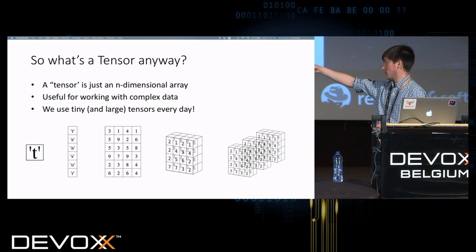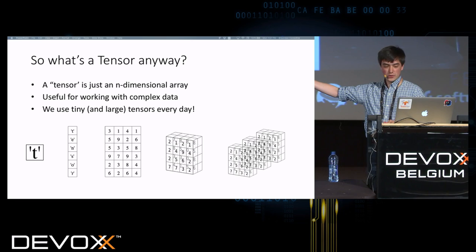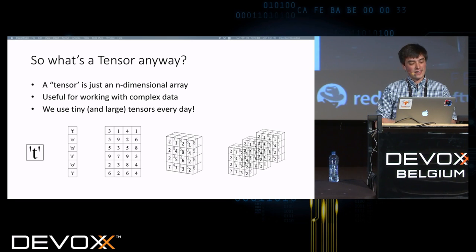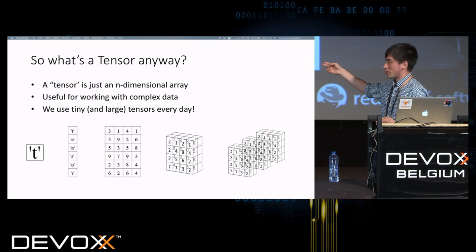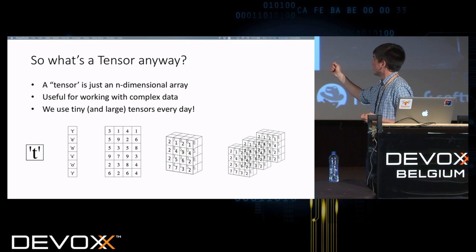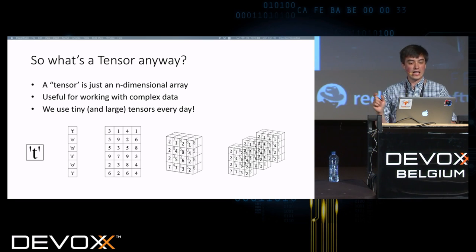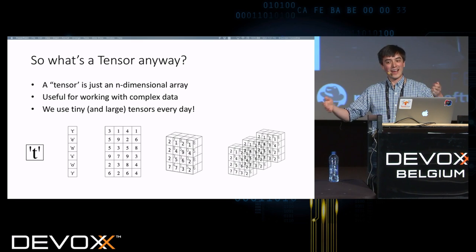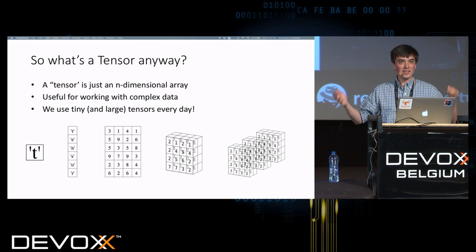And you notice for each of these, for a matrix, this is a rank 2 tensor. You can index any element inside this with two numbers. And so for a rank n tensor, you need n numbers to index any element. And if there's any mathematicians in the room, you may disagree with me, since they have different definitions of tensors, but this is probably the easiest way to think about a tensor if you're working in machine learning. So we use them all the time.